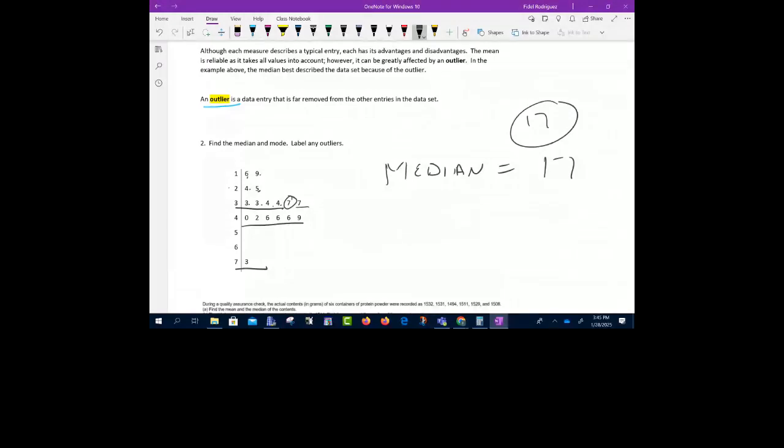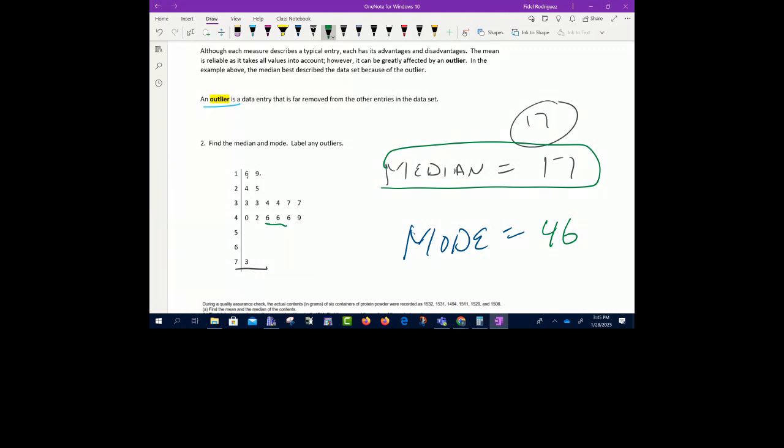Now, my mode. Remember, y'all, the mode is the number that occurred the most. Was there any number that occurred more than any of the other ones? 46, right? How many 46s did we have? 3, right? It has to occur more than any other ones. And I agree there was 2 37s, but there was 4 36s. Okay. Why is the median 17?